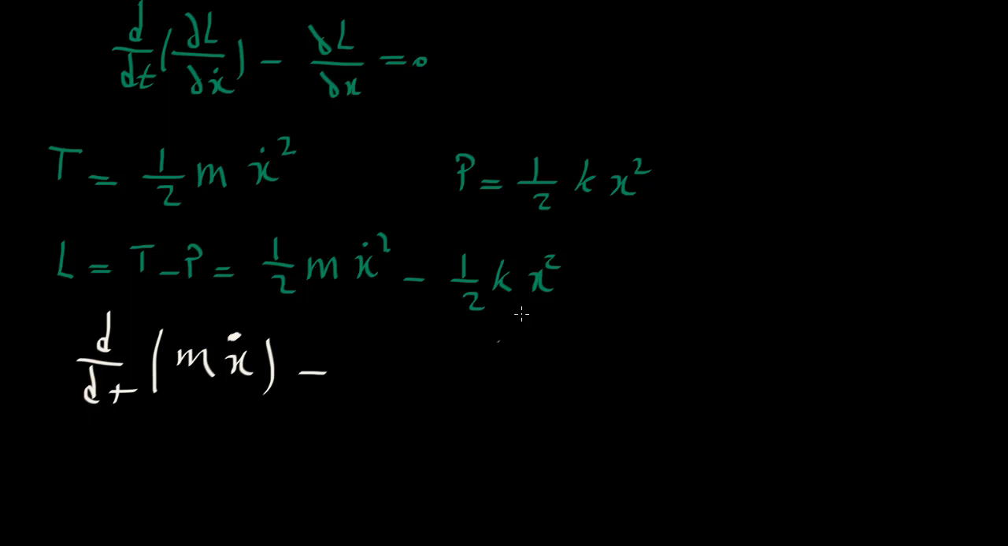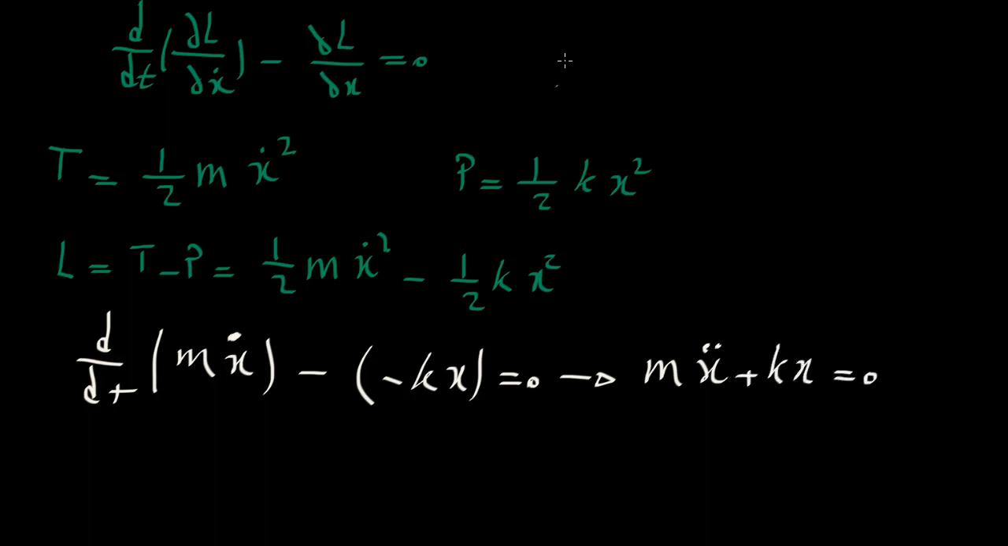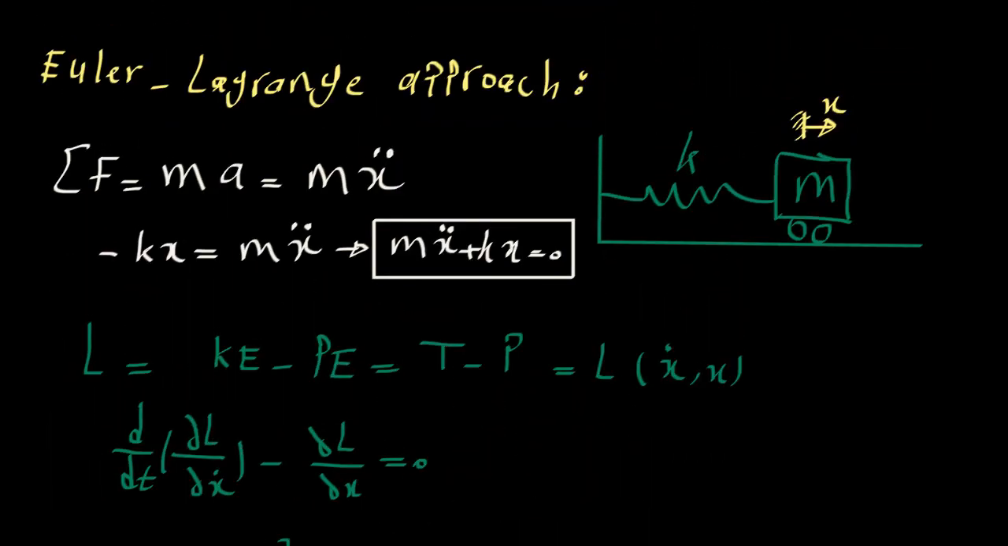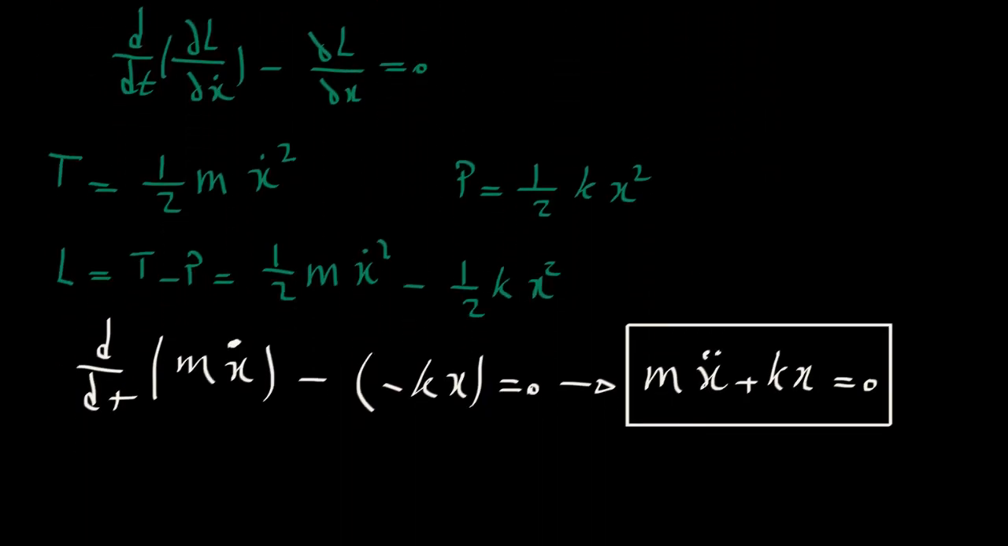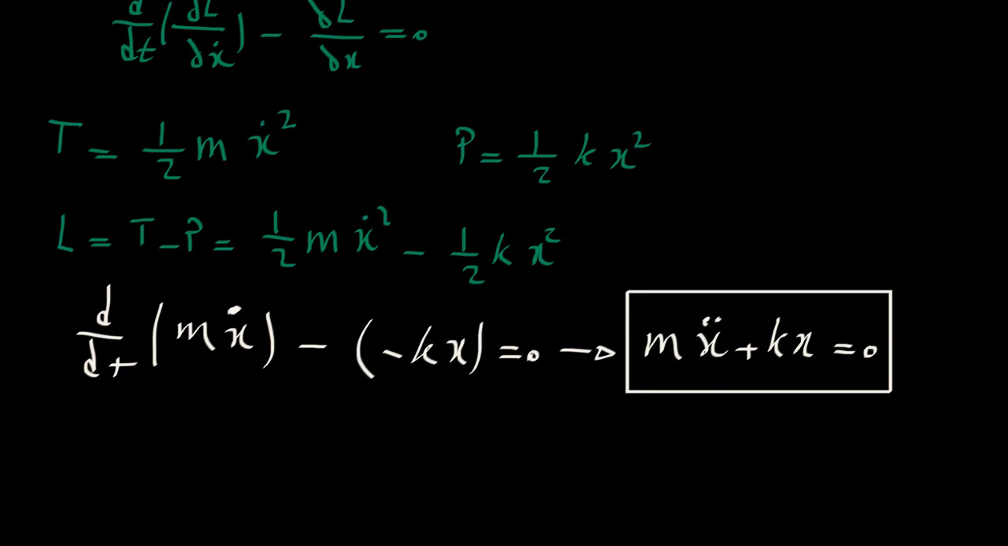So this term doesn't have any x, this term has an x here, so this would be minus kx equal to 0. And here we get the derivative of mx dot, which, assuming m is constant, would be mx double dot. And here we have minus kx, which would be positive kx equal to 0. So here we got the same equation that we derived using Newton's approach, but we derived it here with the Lagrangian approach, the Euler-Lagrange approach.